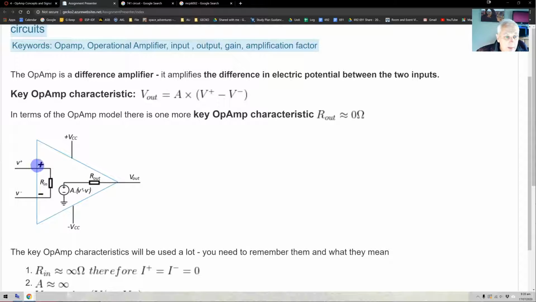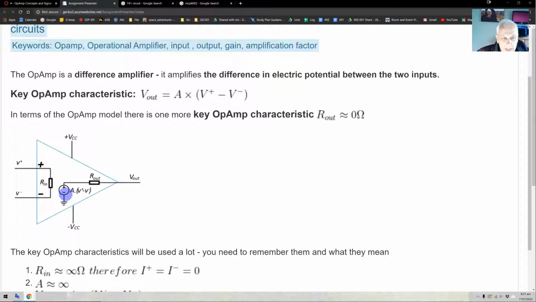So what is this? Well, here's our non-inverting terminal, and the voltage applied to the non-inverting terminal I refer to as V plus. So you'll see that around the place, V plus, okay? V plus, V plus. So this superscript. Now V superscript minus is the voltage applied to the inverting terminal.